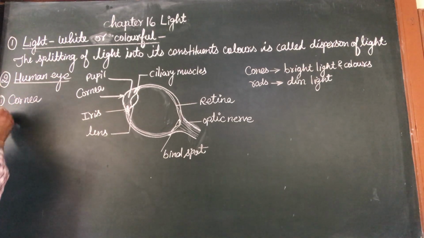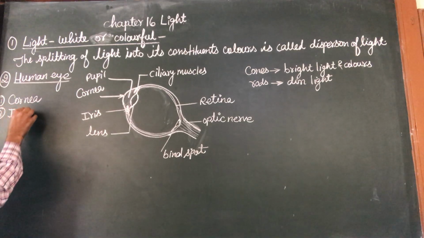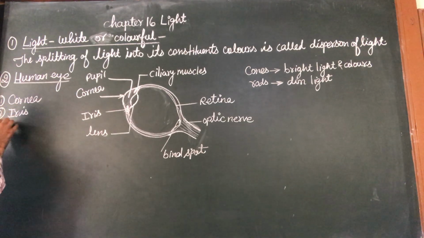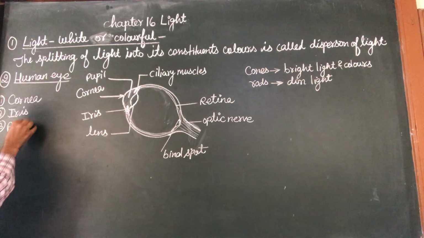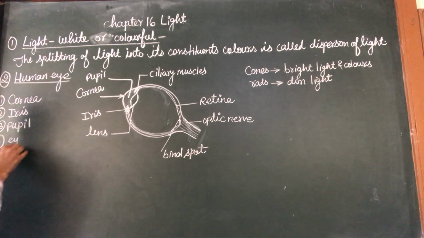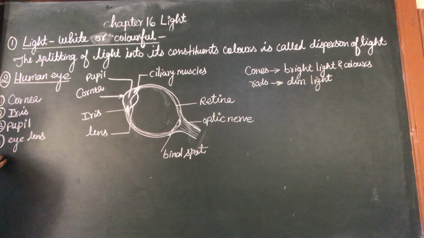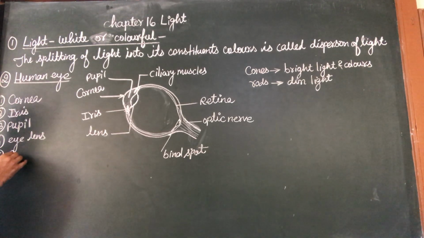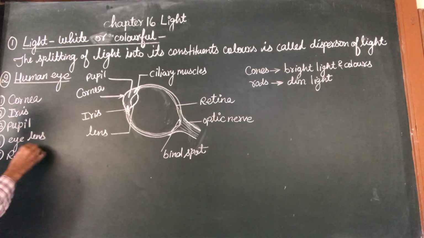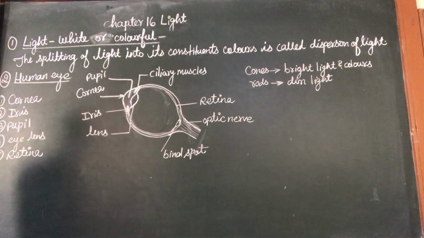Second part is iris. Third part is pupil, eye lens, and retina. So this is the structure and diagram of the human eye.